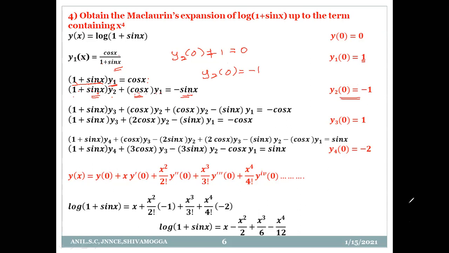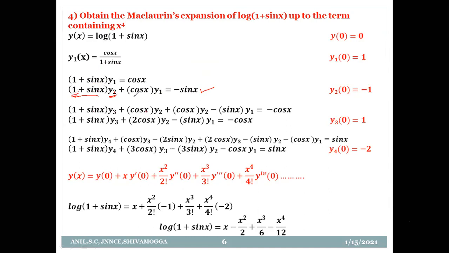Next, we find third derivative. To find a third derivative, differentiate this expression throughout with respect to x. Treating this as first function and this as second function, we differentiate. First function 1 plus sin x into derivative of y2 is y3, plus second function y2 into derivative of 1 plus sin x is cos x. Because 1 is constant, its derivative is 0, and derivative of sin x is cos x.